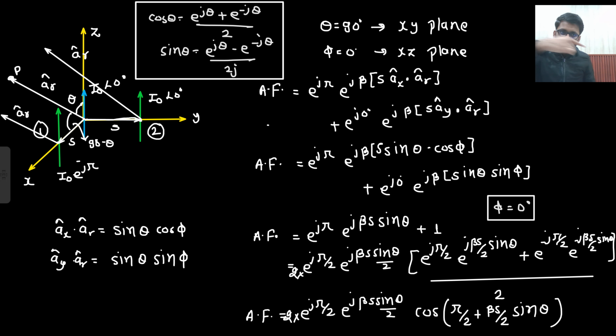S vector and AR vector. Now where is my point P? Here is my point P. So this is my AR vector. My point P is on this palm. Where is my antenna 2? This is on the y-axis. So any point on my palm, and then this is the vector.